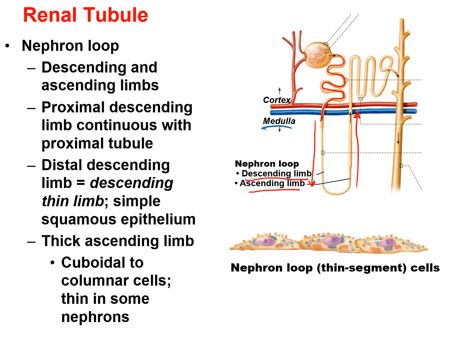The descending limb, if you look at the cell type, it's simple squamous epithelium. And then if you look at your ascending limb, it shows you on this figure, your descending limb was much thinner, and then you have a transition part way up your ascending limb that it is a thicker tube. And so this thick portion of your ascending limb, you're going to have cuboidal to columnar cells. It could be thin in some of your nephrons, depending on what nephron you're looking at.